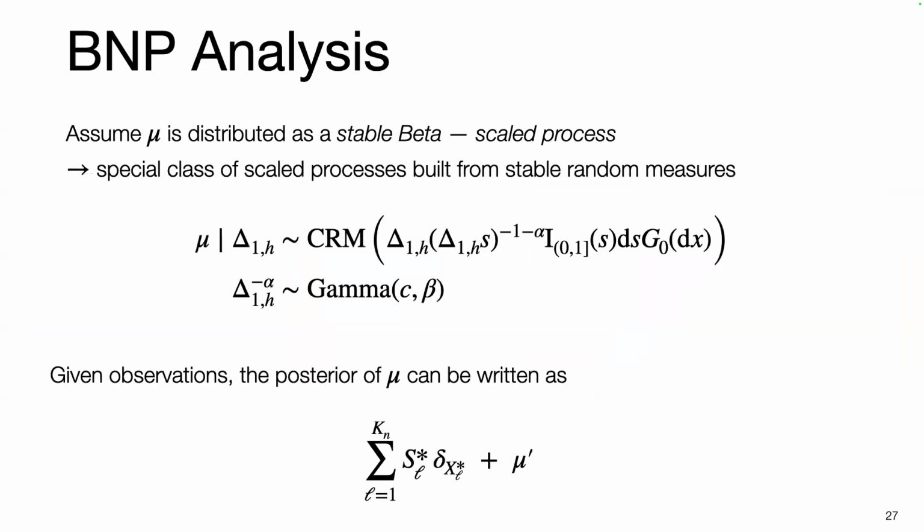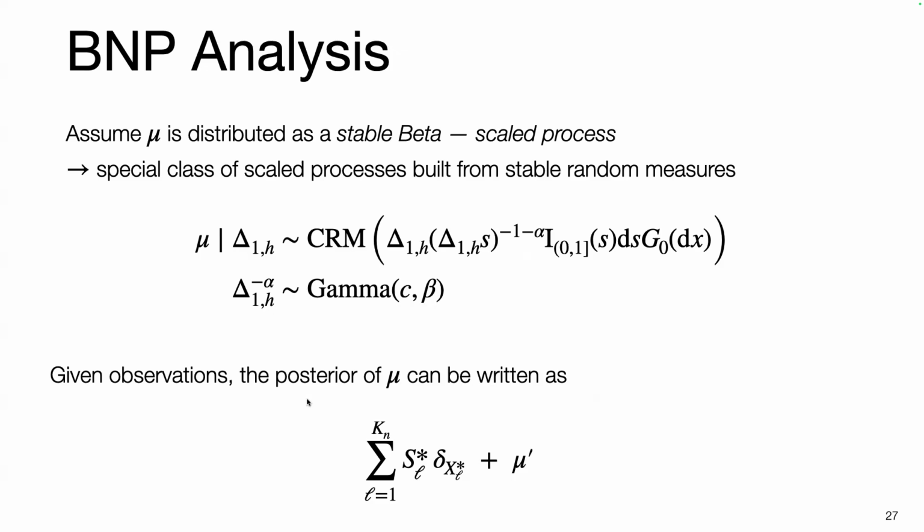So this was about 3 different likelihoods that are accompanied by the choice of the same prior for mu, that is distributed as a stable beta scale process, which is a special class of scale process built from a stable random measure, which can be expressed as follows. We have that mu given the tilted version of the largest jump is a completely random measure with a certain Levy intensity, and the tilted version of the largest jump to the power minus alpha follows a gamma distribution.